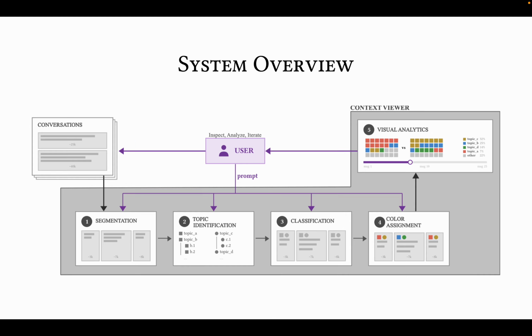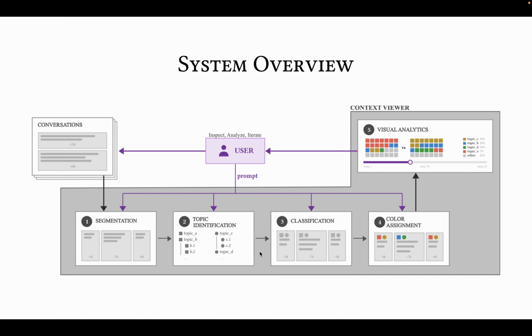In order to do this, Context Viewer provides a simple pipeline. It first takes the LLM contexts as conversations, parses them, then it segments large messages into smaller chunks, and then identifies a list of topics or multiple lists of topics, and then classifies each of those segments into a topic or more, and then colors them so that we can visually analyze them.